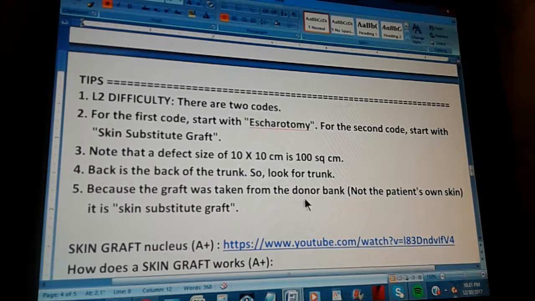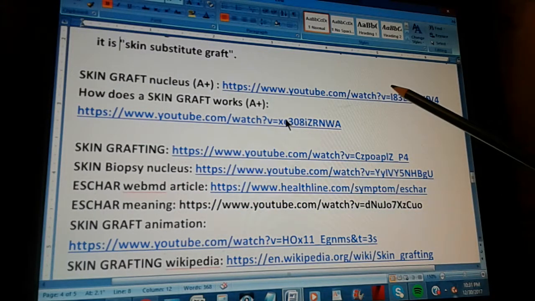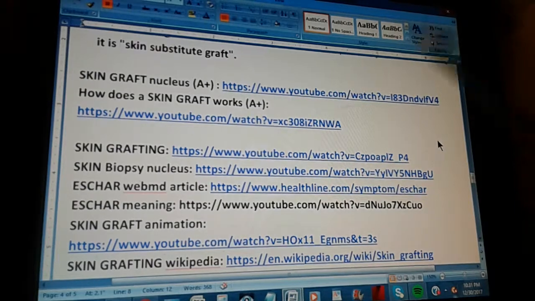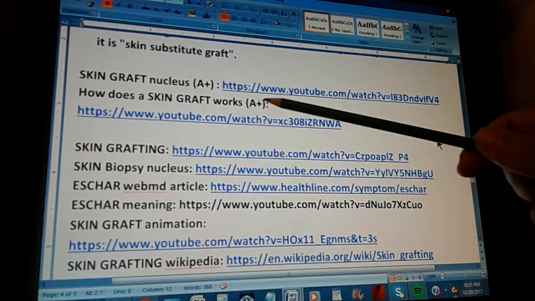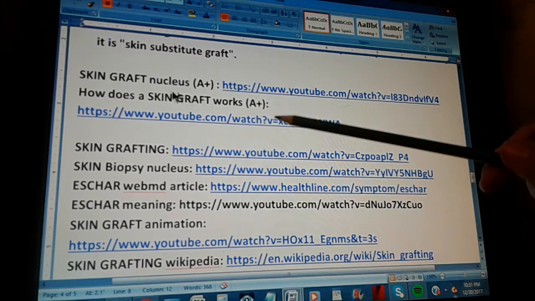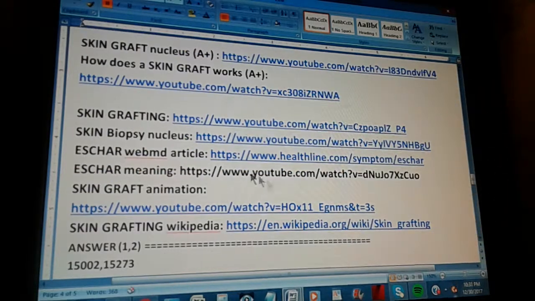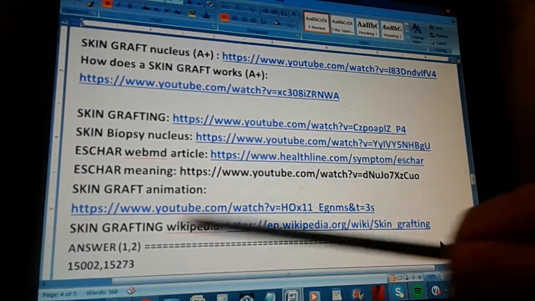All right, so you have all these tips. And now we have the links here so you can watch exactly what this procedure is, what it is exactly that they're doing. As usual, the first two are the ones that we highly recommend you watch if you don't have that much time. And if you're interested in this particular code, you can click the other ones too. They have additional information. So you have the tips, the links, and the answers. It's two codes and the answers are right here.